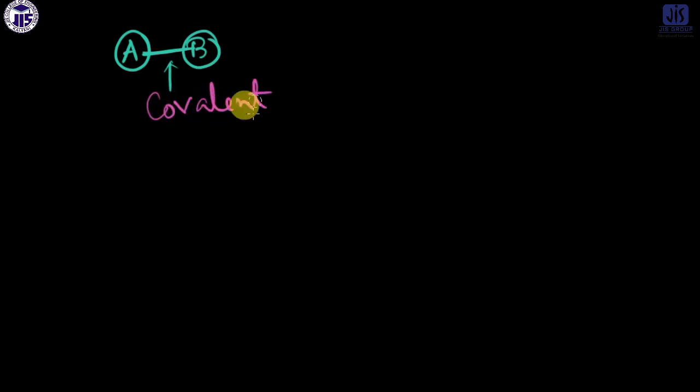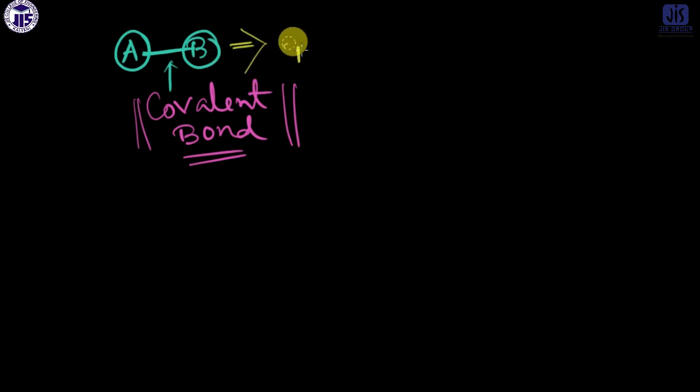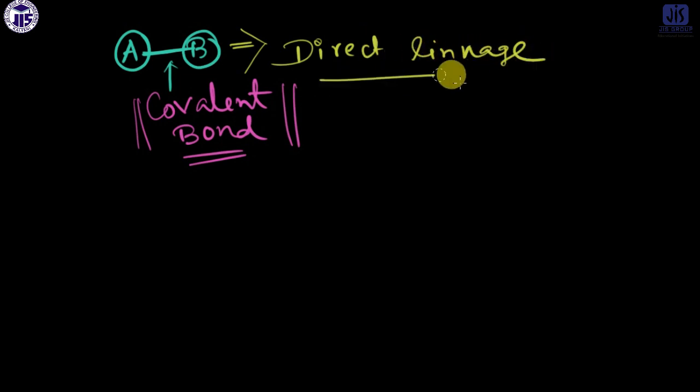Now come to another type of bond. If one atom A and another atom B have a direct linkage between them, this kind of linkage is called the covalent bond. So the first one was the ionic bond, and the second one is the covalent bond. And keep in mind, in a covalent bond there is a direct linkage.